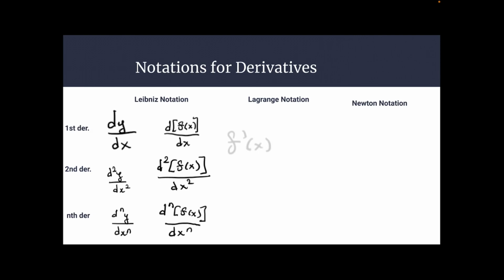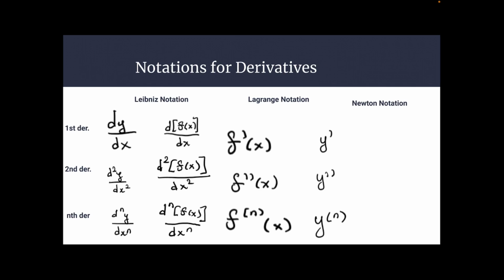Nothing different. And then the next one is Lagrange notation, and this one we've seen before. It's just f prime of x. The second derivative could be represented as f double prime of x. The nth derivative could be represented as f parentheses n of x. Sometimes you might see y being plugged in for f of x: y prime, y double prime, y parentheses n.